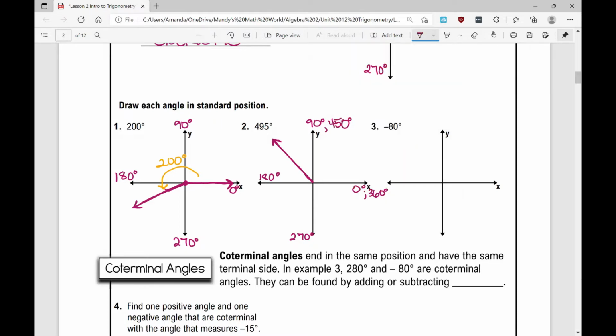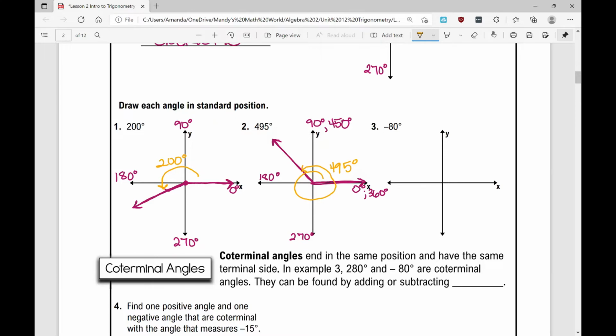So my initial side is on the x-axis. To get to 495 degrees, what I have to do is go all the way around to 360, adding another 90 to get to 450, adding another 45 to get to 495. And that's my 495 degree angle. So I can keep going. That's how I show this angle in standard position.